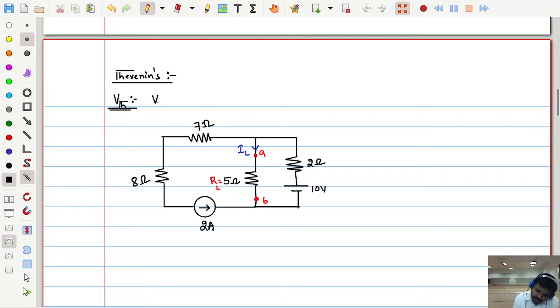It is the open circuit voltage at where? At load terminals. So first you need to identify what are the load terminals. Wherever you need the current, those can be treated as load terminals. Here for me the load terminals are A comma B. If the terminal naming is not given, you can assume some A comma B like this.